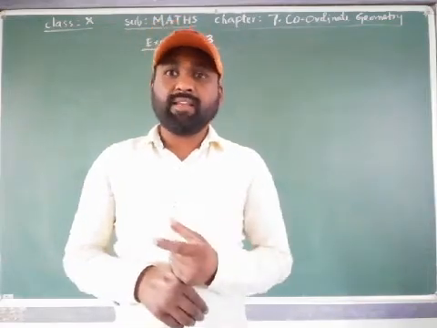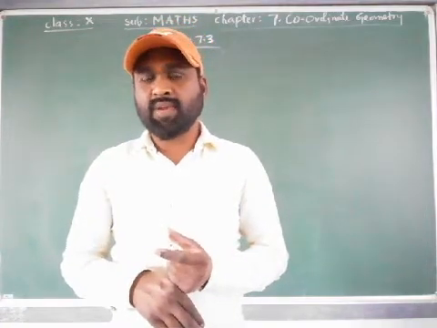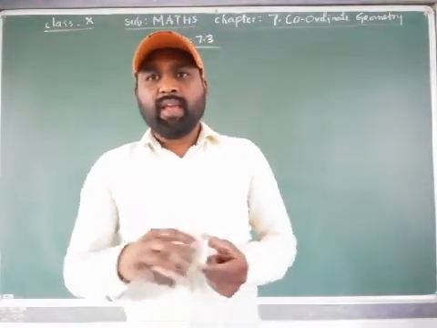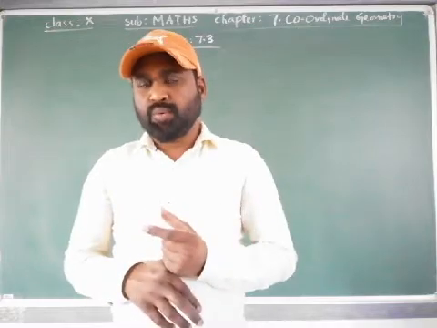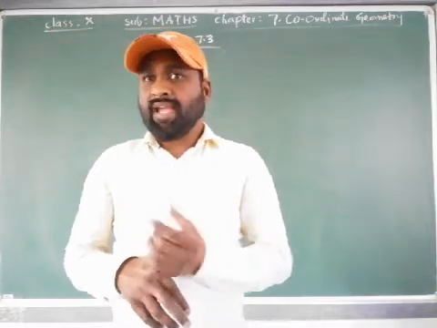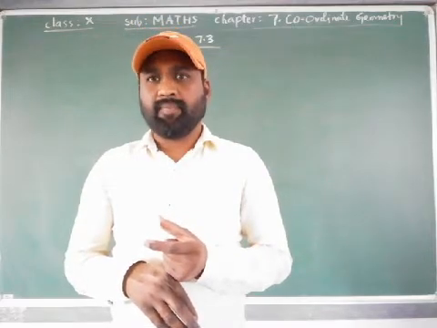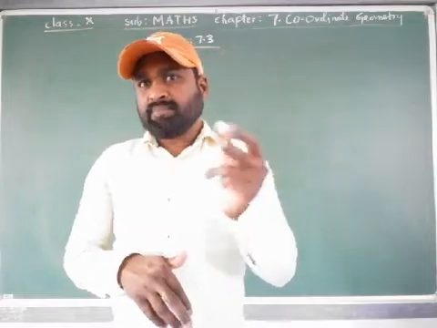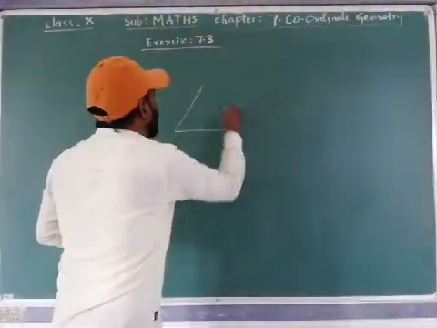Then how to find the area of the triangle? We have a formula for that. That formula is known as Heron's formula. In Heron's formula, S is equal to A plus B plus C by 2. But what are A, B and C? They are the sides of the triangle. So S means A plus B plus C by 2, that means the sum of all sides.